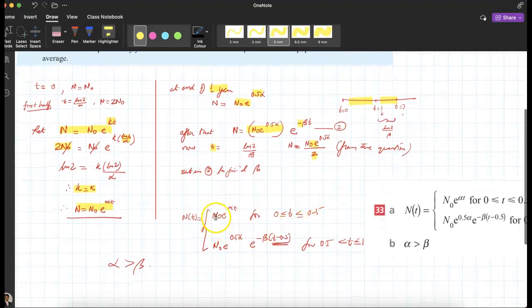And this is what you'll get. So your N is equal to N naught e raised to alpha t from 0 to this, and your N is equal to N naught e raised to 0.5 alpha, this one. This I'm just copying over here. t minus 0.5 for this.